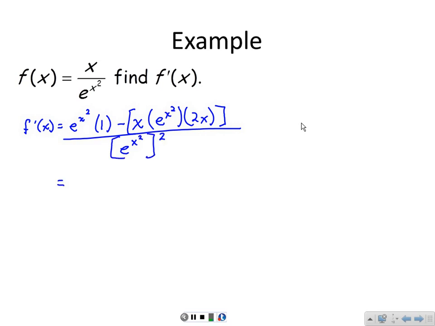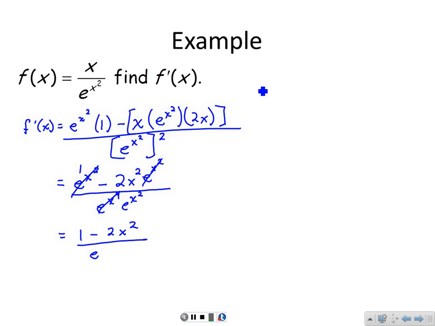Alright, so let's clean that up a little bit. We're going to have e^(x²) minus, if we multiply everything in those brackets together, we're going to get 2x² e^(x²), and then of course over (e^(x²))^4. Alright, so let's cancel out an e^(x²). So that's going to go back to 1, that's going to go to 1, and this is going to go back to e^(x²). So we're going to have (1 minus 2x²) over e^(x²).